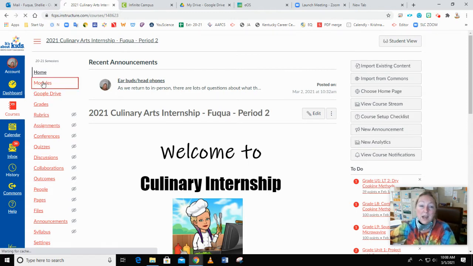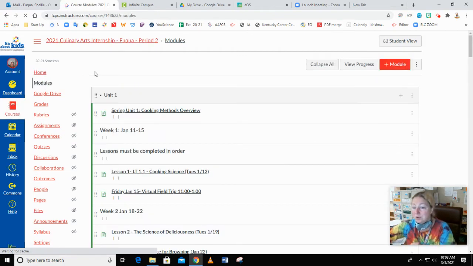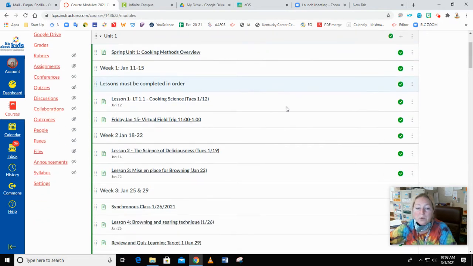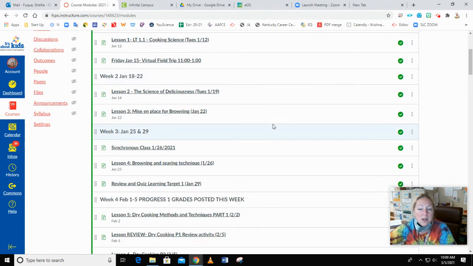So in Canvas, in the modules, I've just now gotten to a point, because everything is new this year, where I am starting to work ahead. When you open up a Canvas module, you'll see that there are lessons and each lesson has a number. There is a date for each lesson, and that is your on-target date. If that's not where you're at, that's okay. Everybody is at their own pace.